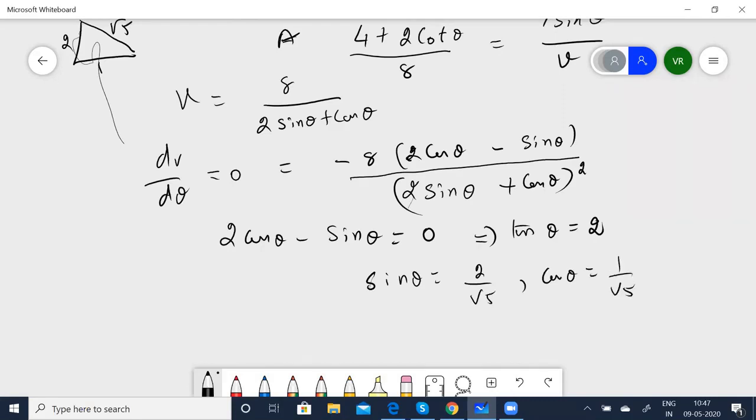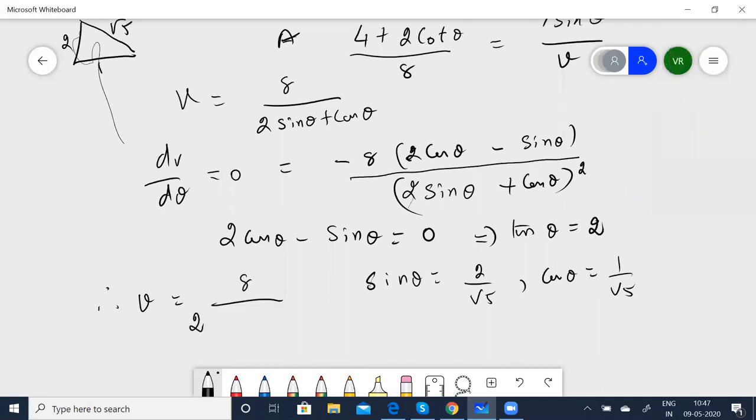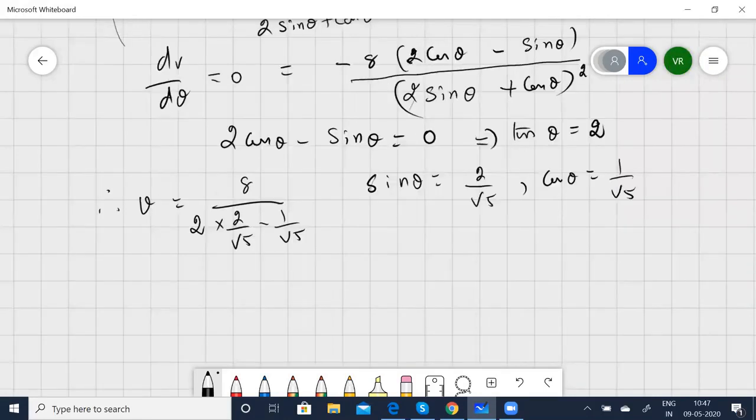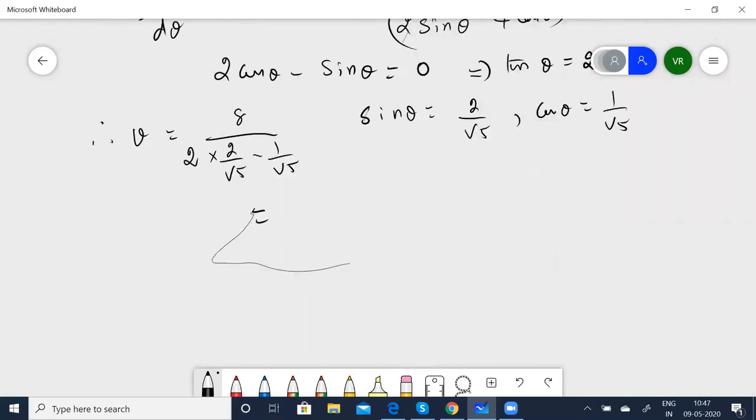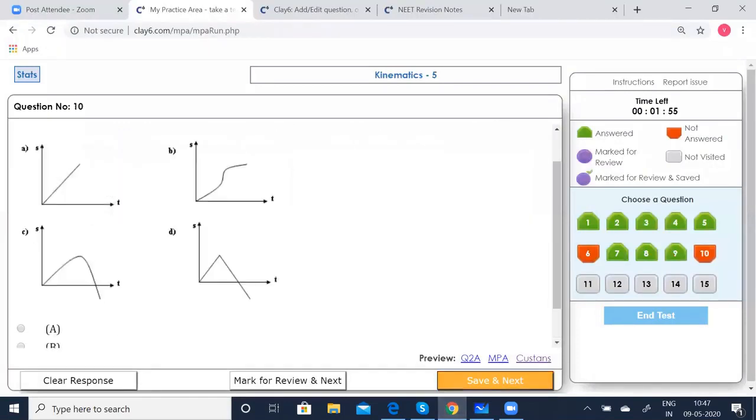So therefore, substitute the values. V is equal to 8 divided by (2 times 2 by root 5 minus 1 by root 5), which is equal to 3.57 meters per second. Let's see which option is correct. 3.57, yes, option C is correct. Mark that. Go to the next question.